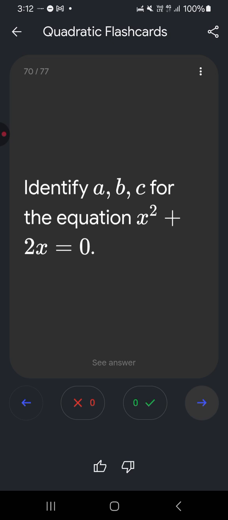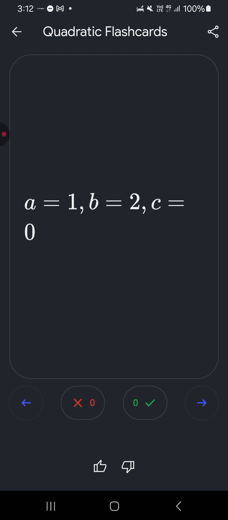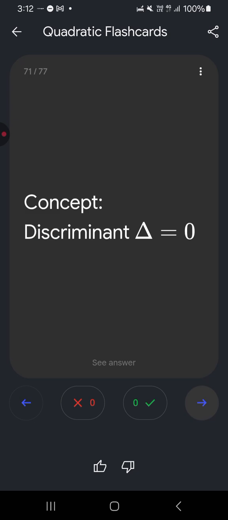Identify A, B, C for the equation x square plus 2x is equal to 0. A is equal to 1, B is equal to 2 and C is equal to 0.